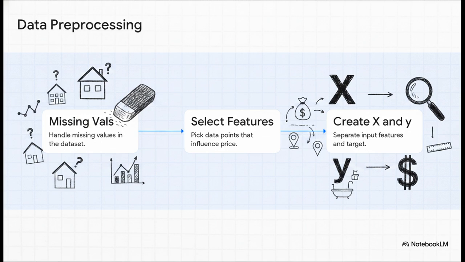Finally, we create X and Y. In machine learning terminology, X represents all our input features, so the area, the location, the bathrooms, and Y represents our specific target output, the price itself. Cleanly separating the inputs from the target is absolutely crucial for this next step.